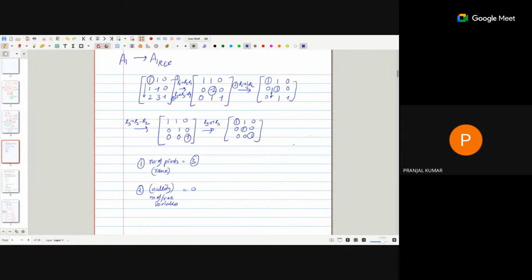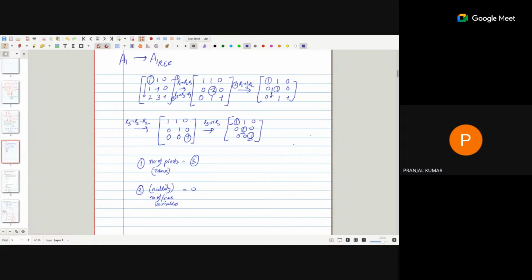So first non-zero element here is 1. Okay, first non-zero element here is 1 in this row, and first non-zero element here is 1 in this row. Okay, is this clear? Sir, but rank is the number of independent columns, right? Yeah, all those are equivalent. Okay, so number of pivots basically represents the independent variables.